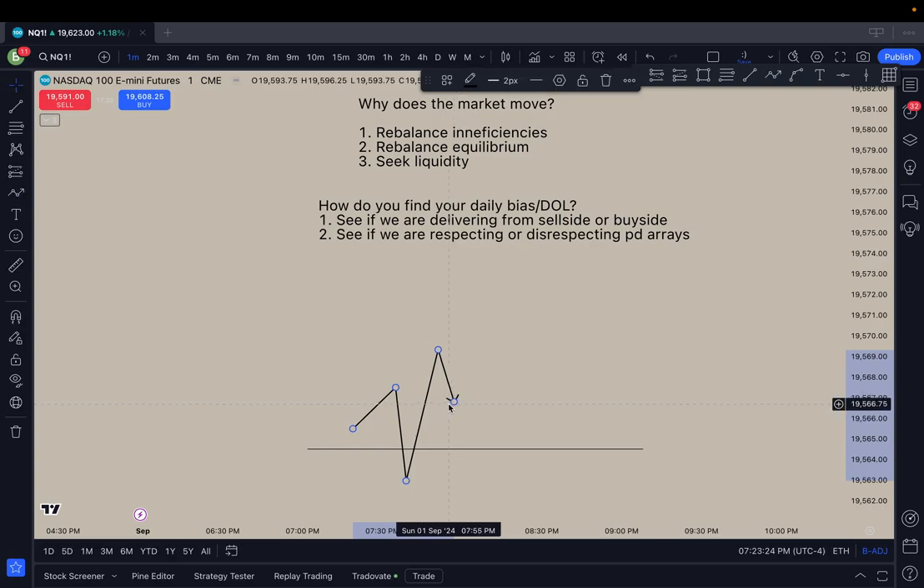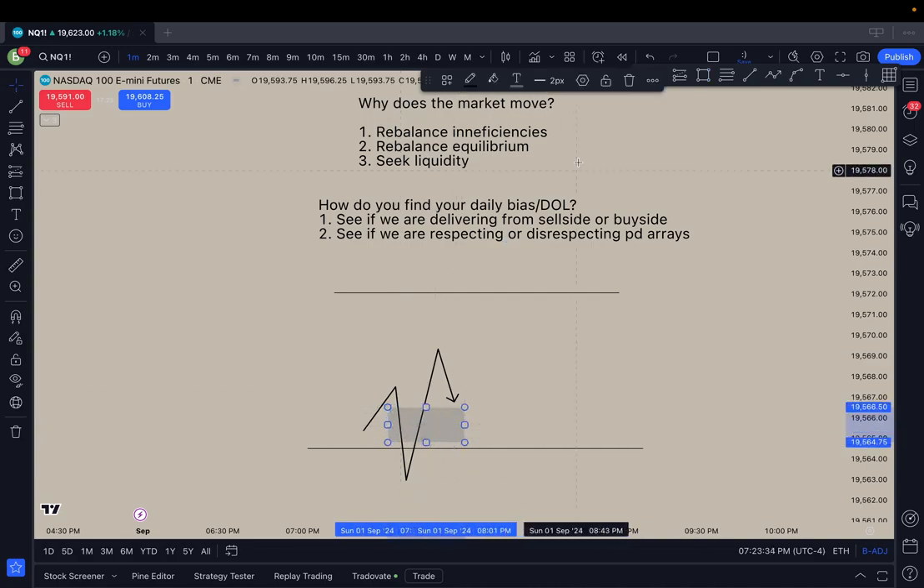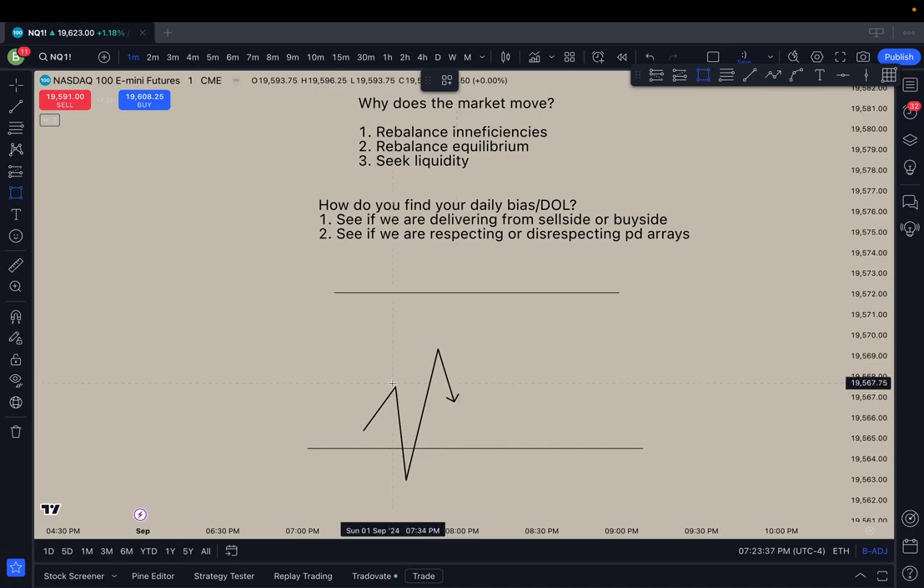And now we have a bullish PD array. Okay. If we are going to be bullish, I would like to see this get respected, right? This got disrespected, right? There was probably some sort of bearish PD array here. This got disrespected. Nice. So now I want to see this bullish breaker block, this unicorn model, right? This is a breaker block.